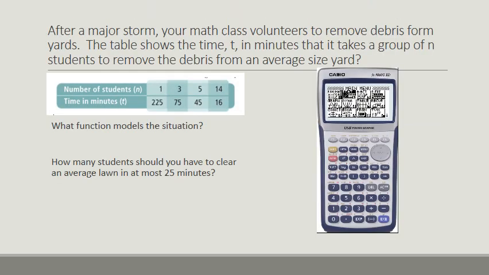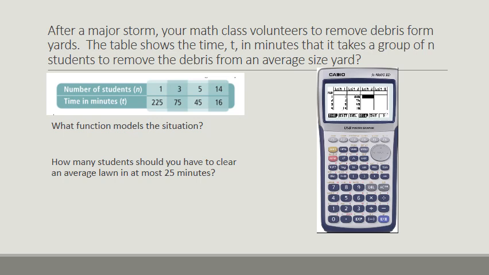All right, so we're going to use the graphing calculator to help us determine whether this is an inverse variation or not. So I'm going to go to stat. In list 1, I'm going to put my number of students. In list 2, I'm going to put the number of hours it takes to clean up the debris. Now, it looks to me like it is an inverse variation. The first list is increasing, the second one is decreasing.